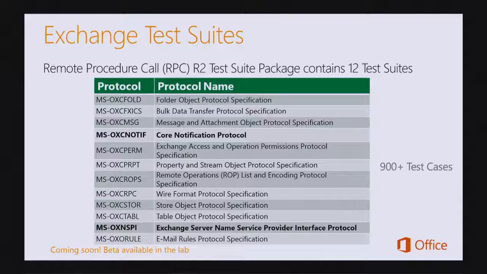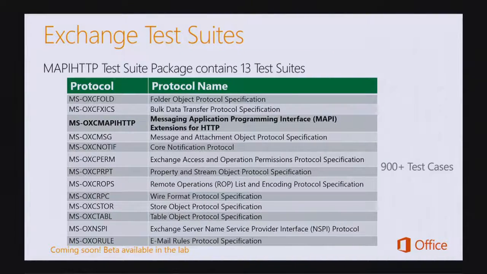And also, we have another new one called the MAPI HTTP package. It's similar to R2, except we introduced the MAPI HTTP transport and protocol. This one we are still working on, so some test cases might fail. It's kind of like an early beta right now, but it's available in the lab, so you can also play with it. We're still doing testing on it.